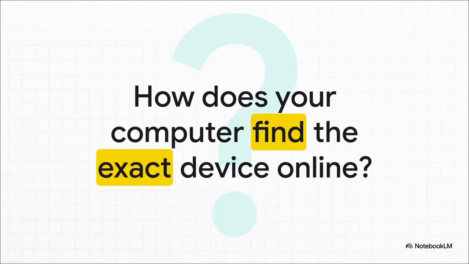So let's just start with the main puzzle here. Think about it for a second. There are billions of devices out there, computers, phones, servers, even smart fridges, all connected at the same time. When you type in a website, how on earth does your device navigate that massive digital ocean to find the one correct server, and then get the information all the way back to your screen? It sounds kind of impossible, right? But the answer is actually surprisingly simple.